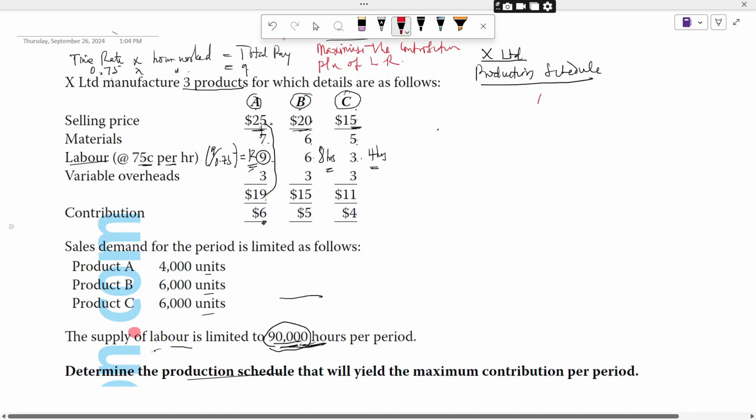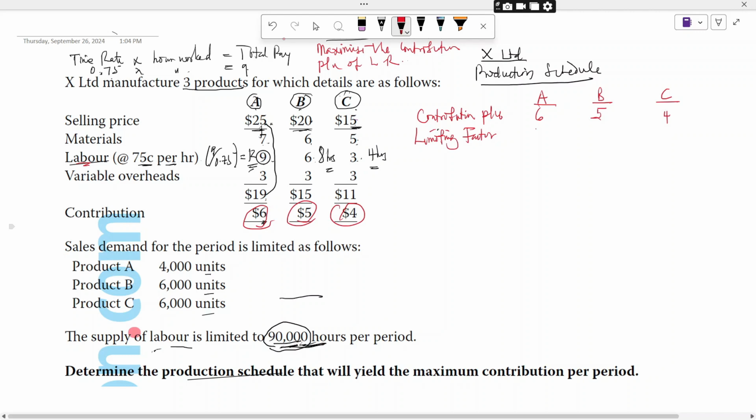In the question, we have A, B, and C. In the question, we have been given the contribution. So, contribution per unit has been given as $6, $5, and $4. Okay. Now, what is the limiting factor? The limiting factor here in the question is labor. How many hours is used? So we have already done the contribution: 12 hours, 8 hours, and 4 hours. Now, let's look at the contribution per unit of limited resource.